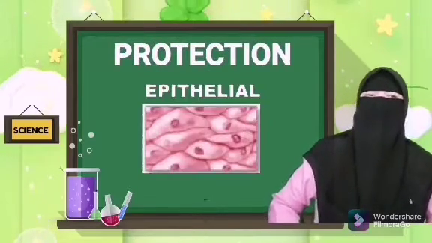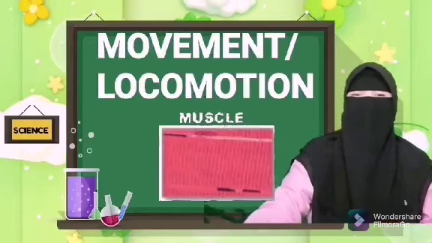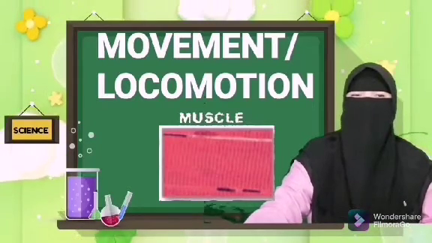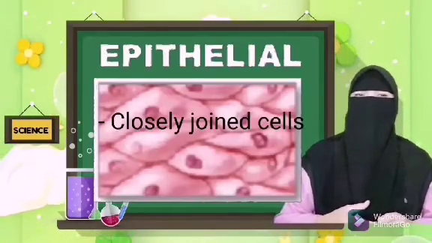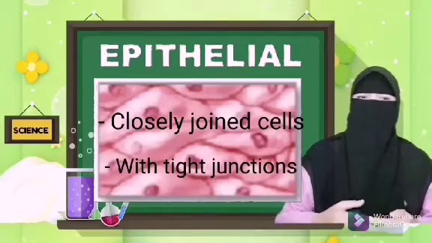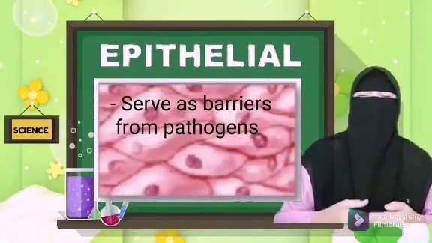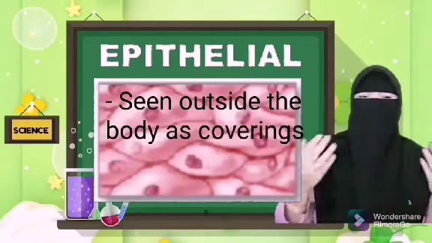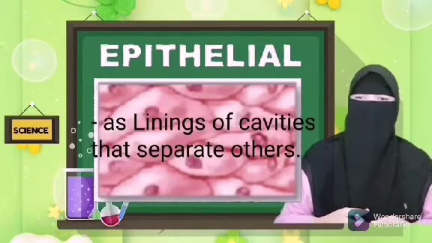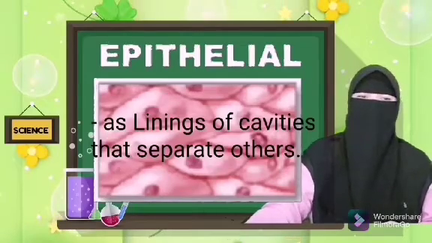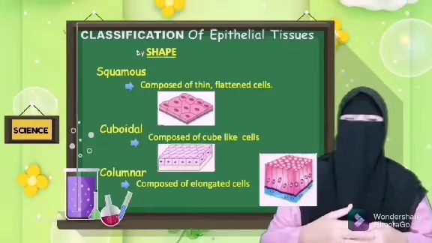Take a closer look at this picture. Epithelial tissue is characterized by closely joined cells with tight junctions. Being tightly packed, tight junctions serve as barriers for pathogens, and it is commonly seen outside the body as coverings or as linings. There are types of epithelial tissues by layer and by shape.